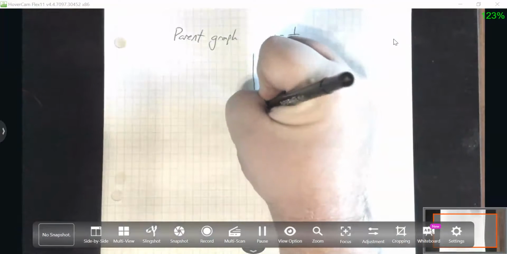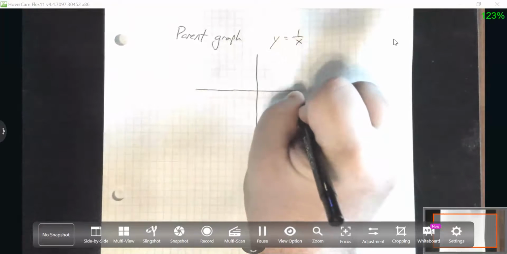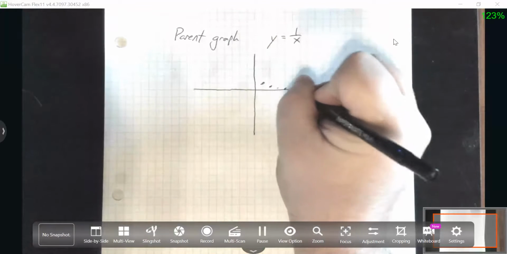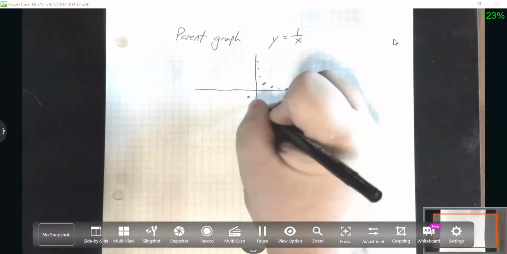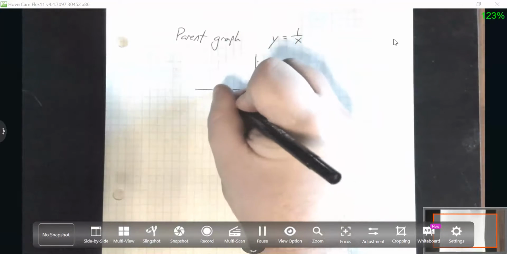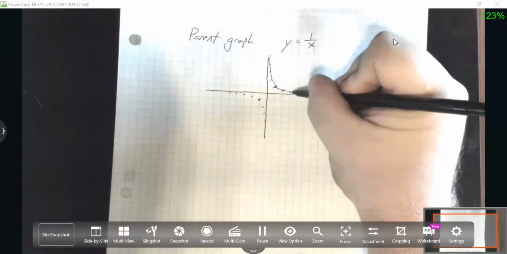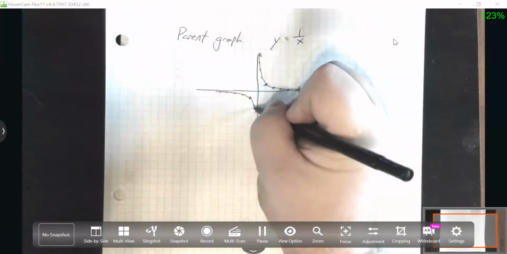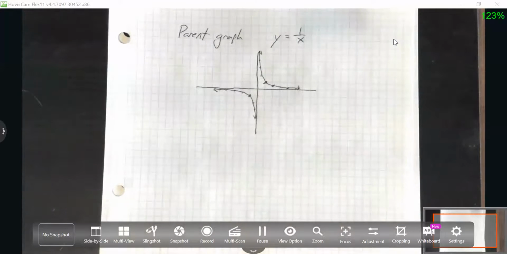So if I go through and graph Y equals 1 over X, we end up with a funny looking graph. Maybe I plot a bunch of points. I'll end up getting points looking like this. I'll end up with points down here. And in fact, we end up with something that looks kind of like this. This is our basic Y equals 1 over X.